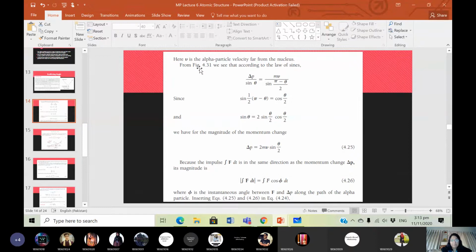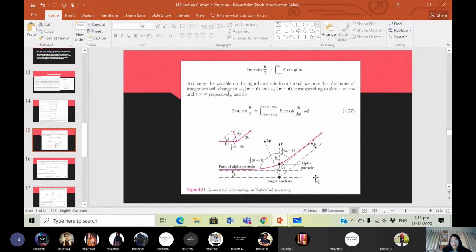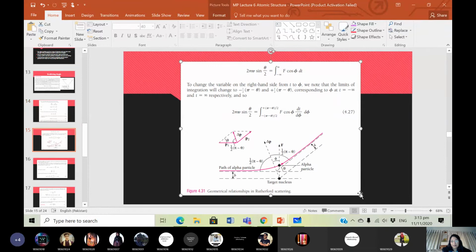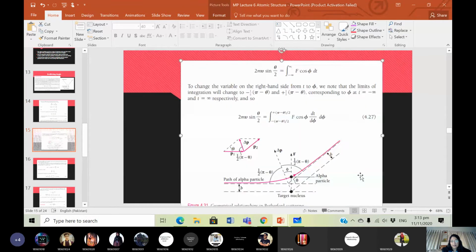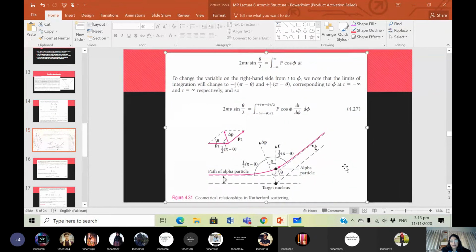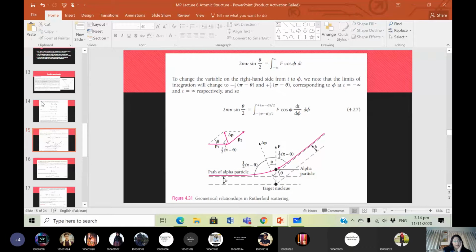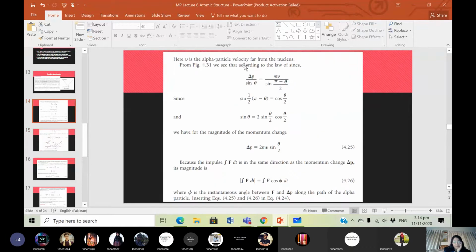Now I'm going to first explain this diagram over here, okay? Let me enlarge it a little so that it is clearly visible, okay? I will first explain this diagram here, and then we will go on to use the sine rule, the law of sines, from this diagram, okay?